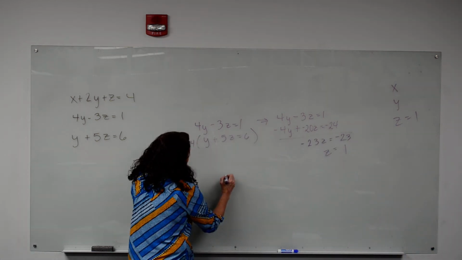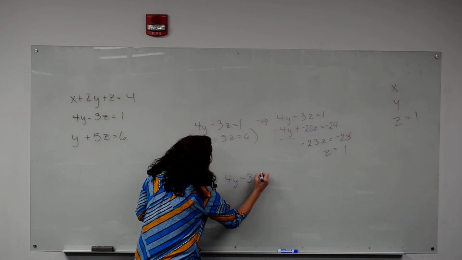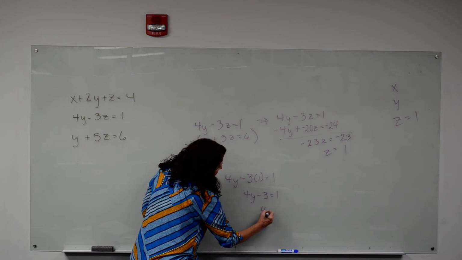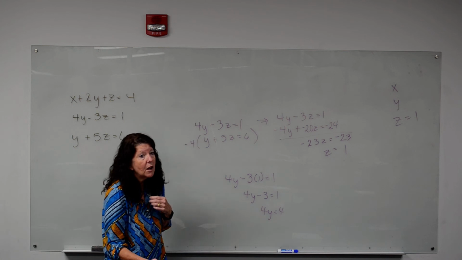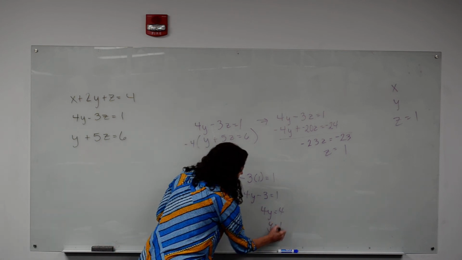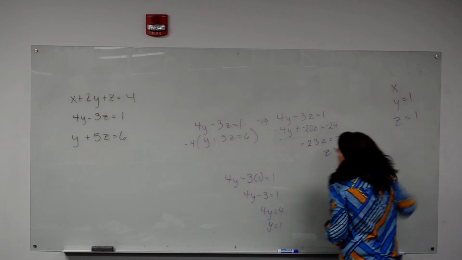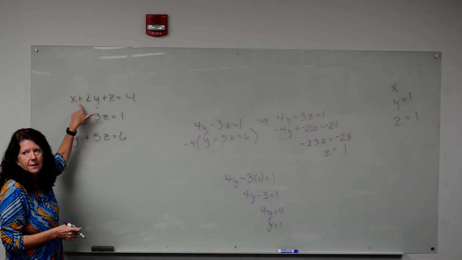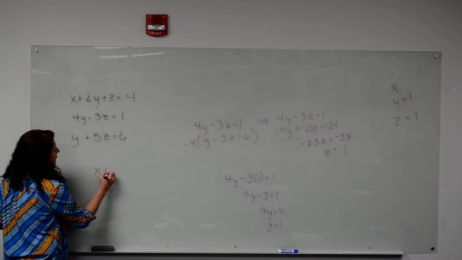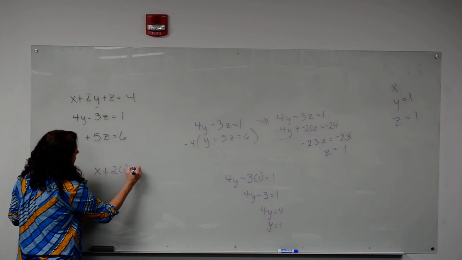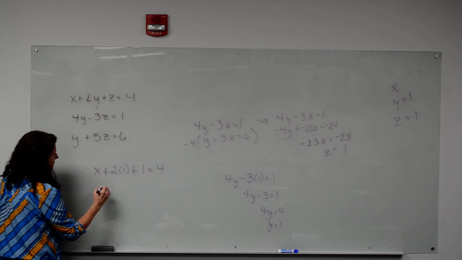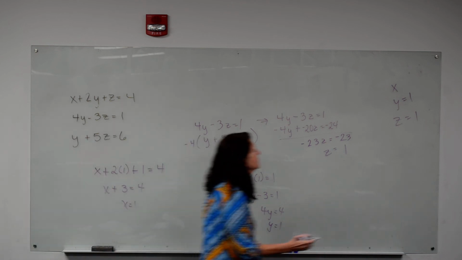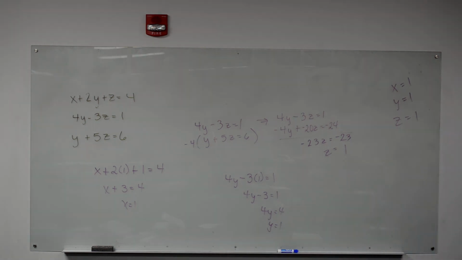So I'm gonna come back here, and I got 4y minus 3 times 1 equals 1, so I have 4y minus 3 equals 1, 4y equals 4. You can see if you can't solve for a variable, you're gonna be in trouble. So y is equal to 1. Now what? Plug it all back in to that one, because this is the only one that's got the x in it. So I've got x plus 2 times 1 plus 1 equals 4. So x plus 3 equals 4, x equals 1. I like that.